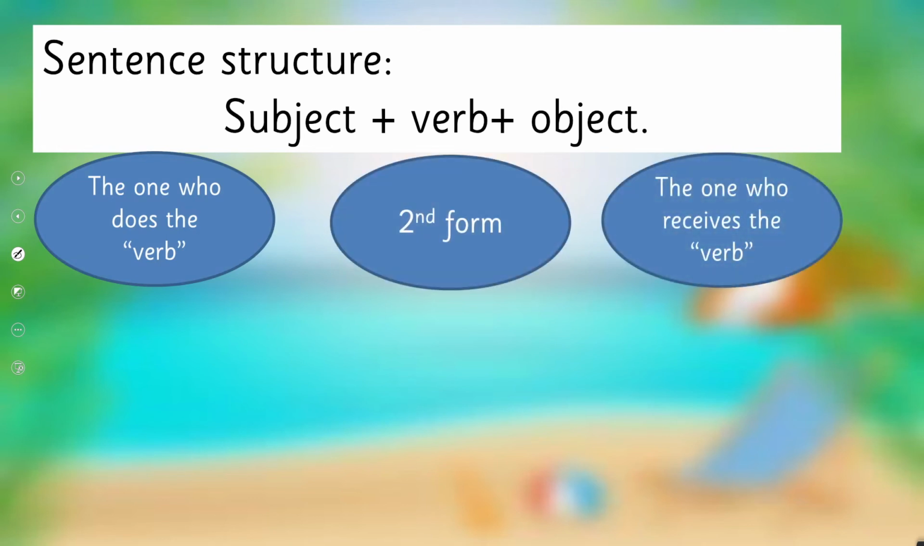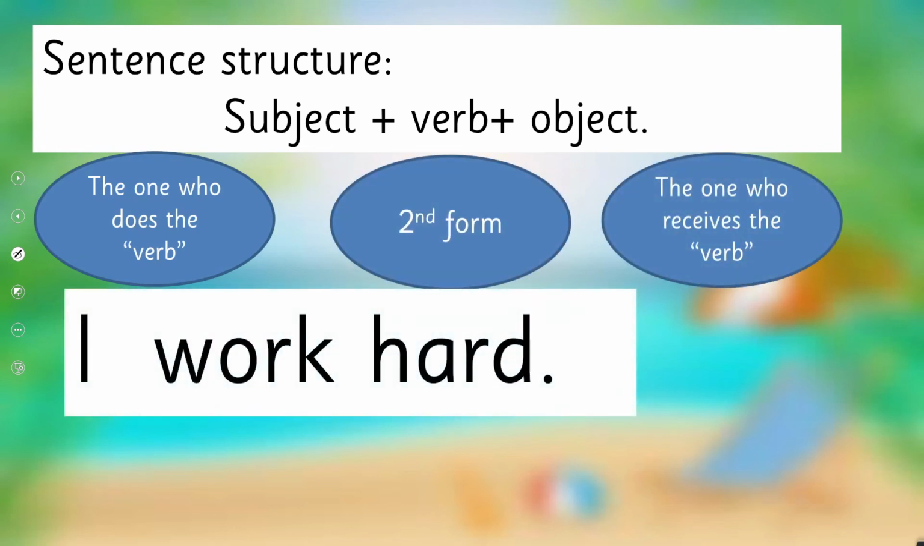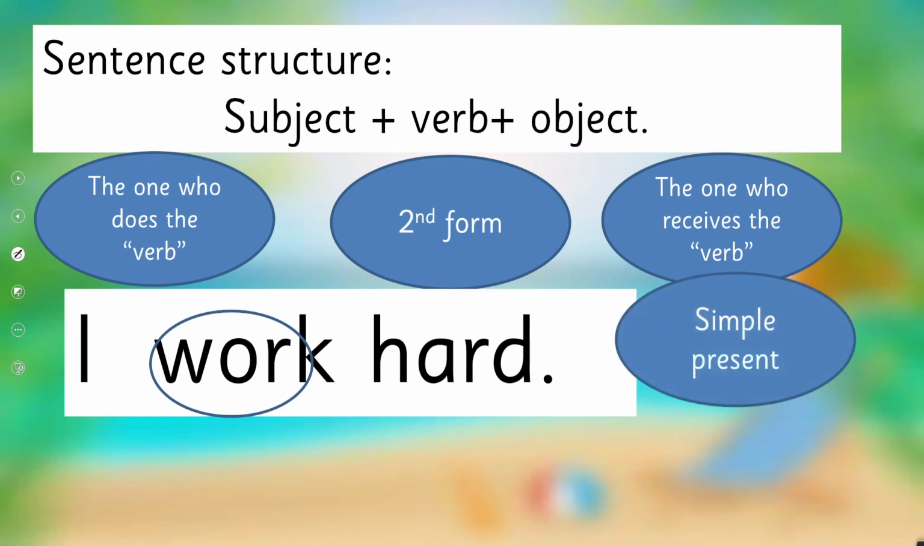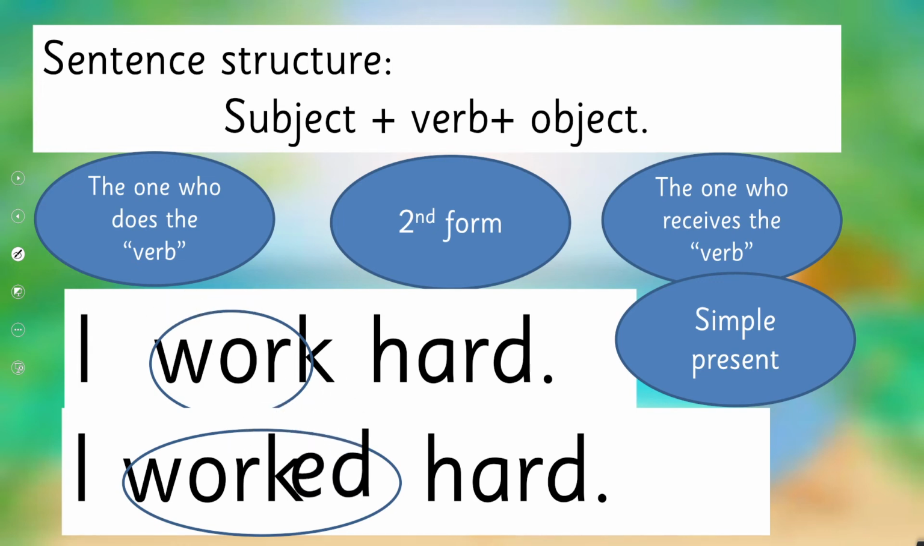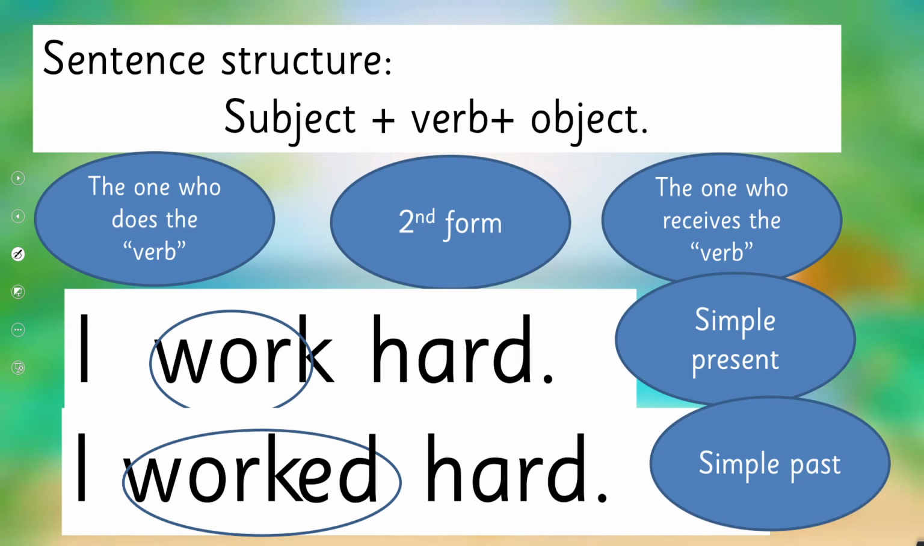Again, for the same sentence structure, I work hard, which tense is it? Look at the verb, it's the first form, it's simple present tense. And if you want to make it simple past, what will you do? You will convert the verb into the second form, and to make the second form, what do you have to do? You will add ed. I worked hard, simple past tense, right?